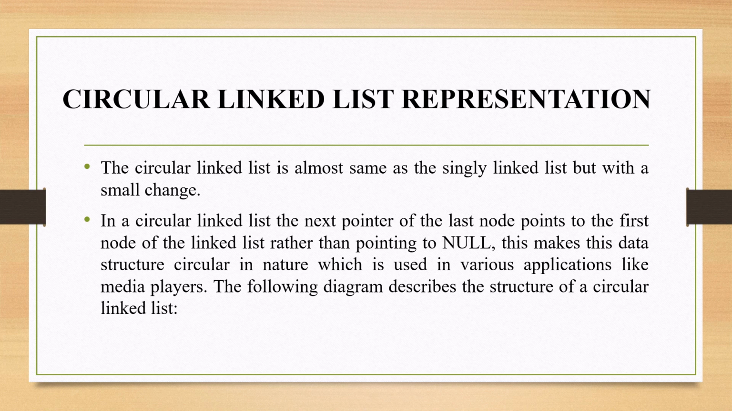So the next type is the circular linked list representation. The circular linked list is almost the same as a singly linked list but with a small change. In a circular linked list, the next pointer of the last node points to the first node of the linked list rather than pointing to null. This makes the data structure circular in nature, which is used in various applications like media players.